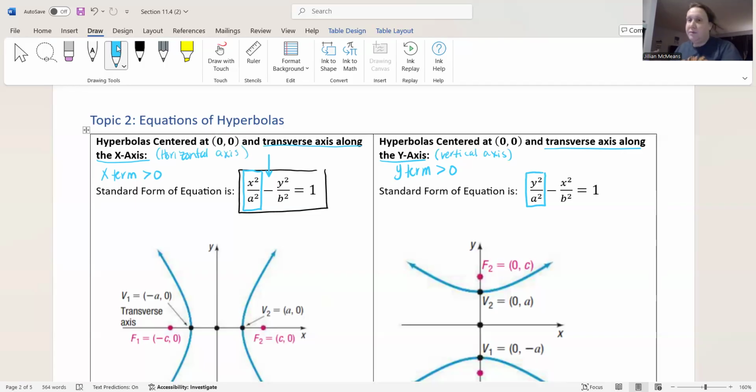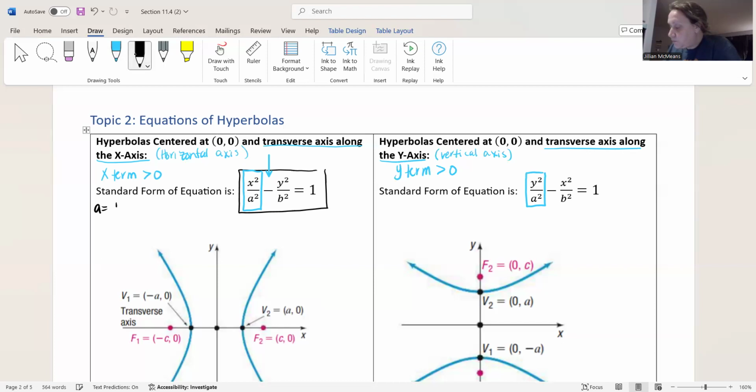And then further, we have those a's and b's again. Just like with ellipses, we have these a, b, and c's that we're dealing with, and we had some kind of Pythagorean relationship. We have the same thing here. You can see the denominators of the x and y terms are a squared and b squared again. So we need to make sure we understand what these values are.